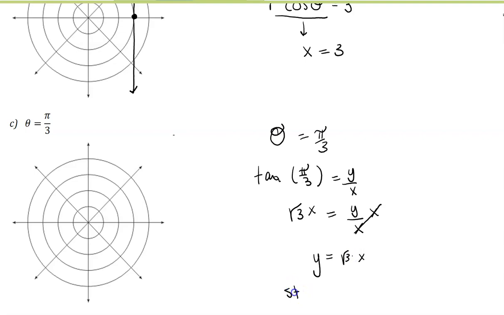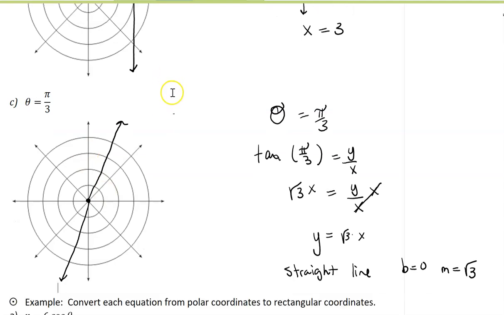Now this is a straight line. It has a y-intercept of 0 and a slope of the square root of 3. So I'm going to roughly trace this out for you. It's going to look like this. Now this is the line that goes through theta equals pi over 3 in the unit circle. So it's a 60-degree angle. So that shouldn't be quite a surprise.